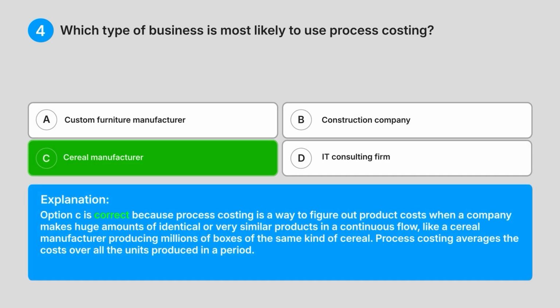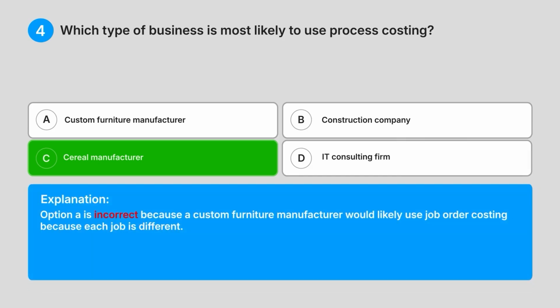Explanation. Option C is correct because process costing is a way to figure out product costs when a company makes huge amounts of identical or very similar products in a continuous flow, like a cereal manufacturer producing millions of boxes of the same kind of cereal. Process costing averages the costs over all the units produced in a period.